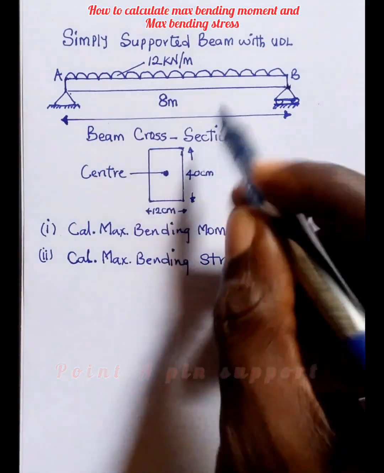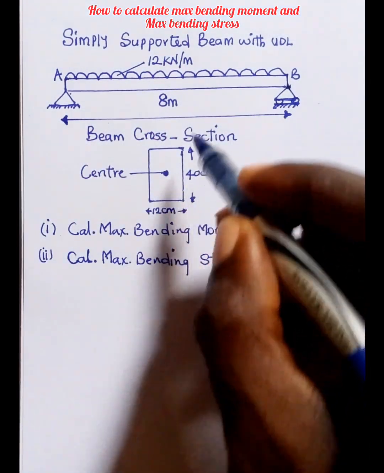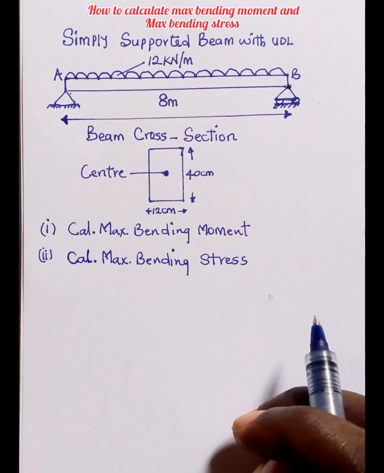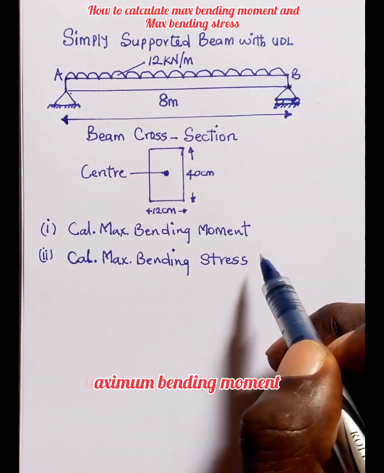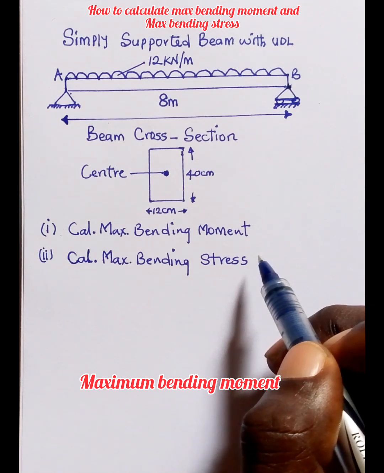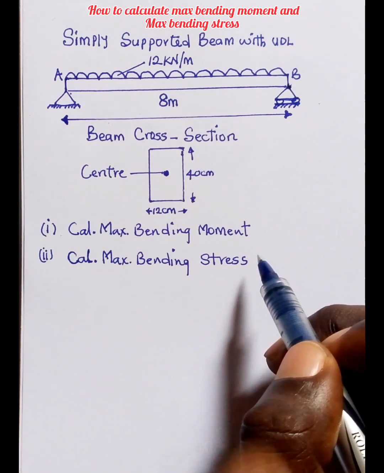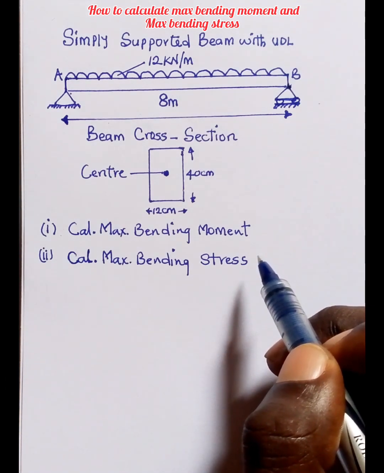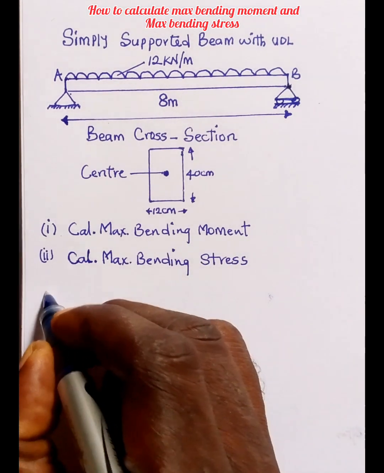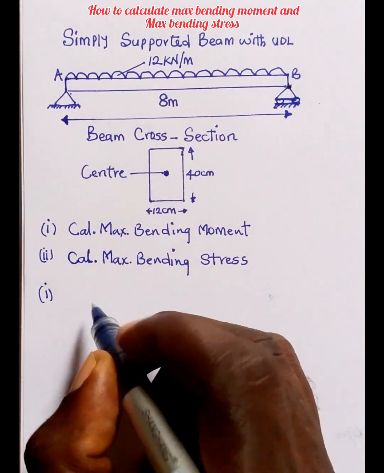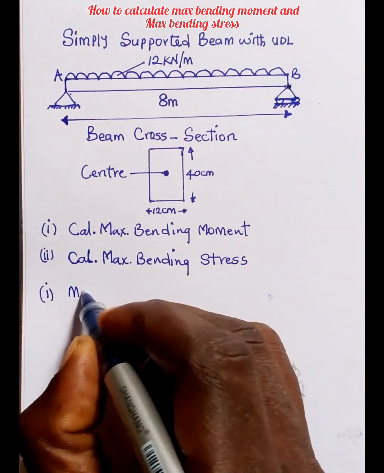We have been given the cross section of this beam to be this, height 40 cm and this 12 cm. So first of all, let's calculate the maximum bending moment. But in structural elements, before you apply any formula, you must first of all understand the structural element which you are dealing with, as most persons tend to interchange formulas. Let's quickly solve this. The maximum bending moment.